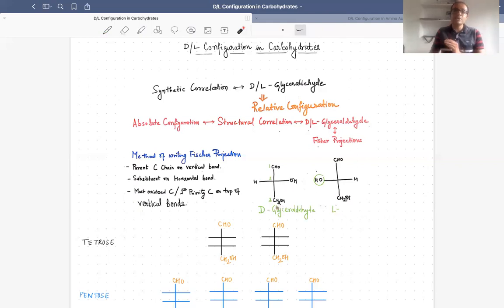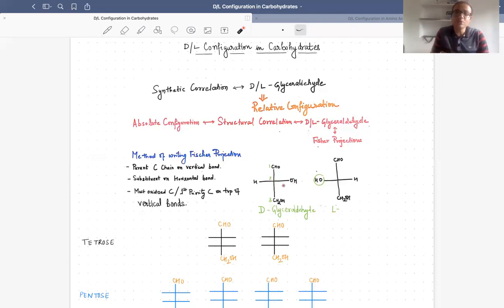Now let us try to understand how we structurally correlate the other monosaccharides. So this is the simplest aldose sugar. It is a triose, the simplest aldose sugar. Now let us look at the higher version, that is the tetrose. Here in the simplest version we have only one chiral center.